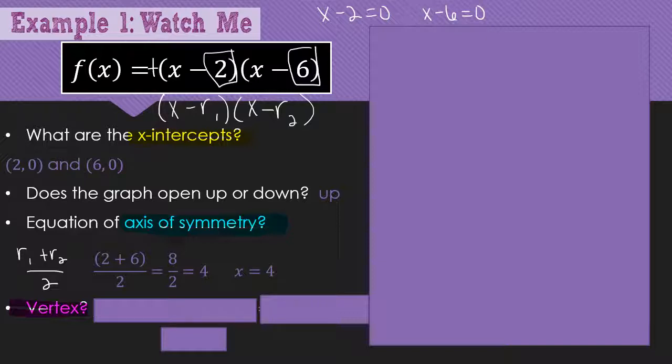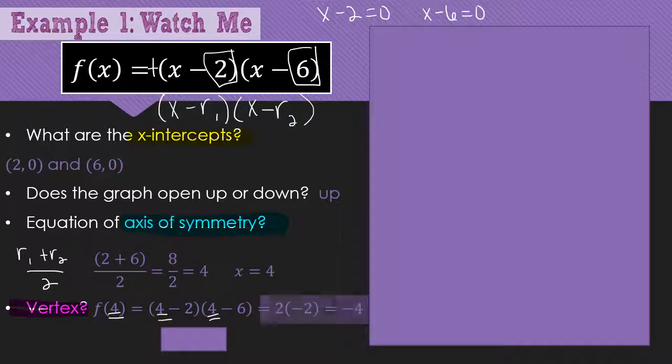Now for my vertex, I'm going to take the value I have for x and plug it into my function. Here you can see I'm going back up to my original function, and I'm substituting in 4 where I see an x. So 4 minus 2 all times 4 minus 6 leaves me with 2 times -2, or -4. So my vertex is going to be at (4, -4).